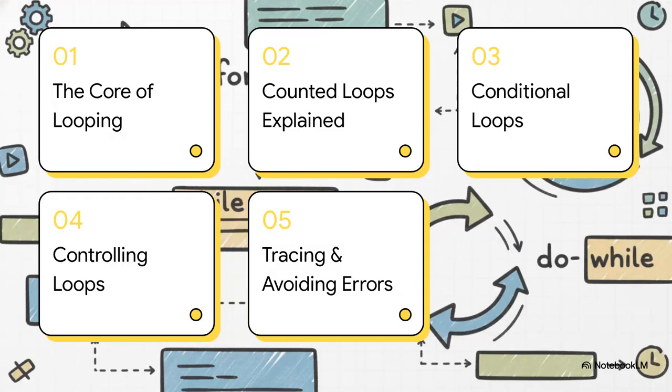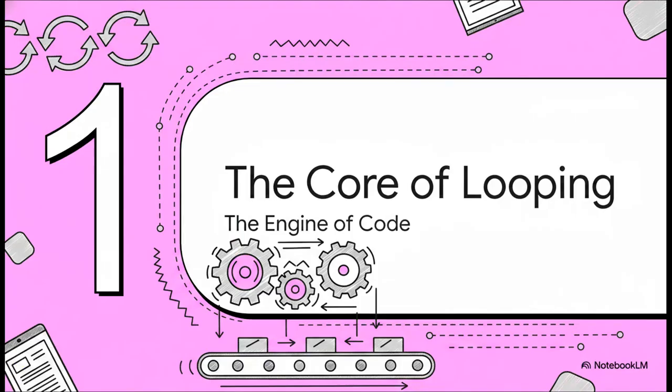Here's our roadmap for today. First, we'll look at the core of looping. Then, we'll break down counted loops, followed by conditional loops. After that, we'll dive into controlling loops with conditions, and finally, we'll wrap up with tracing and avoiding errors. Let's get into it. Section 1.